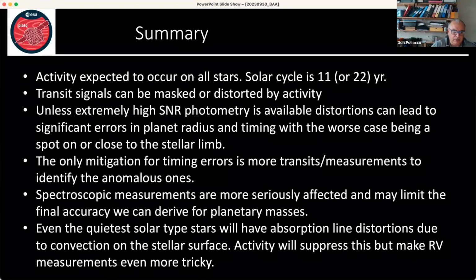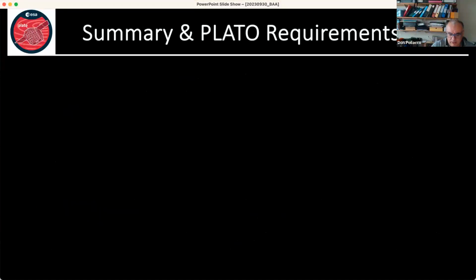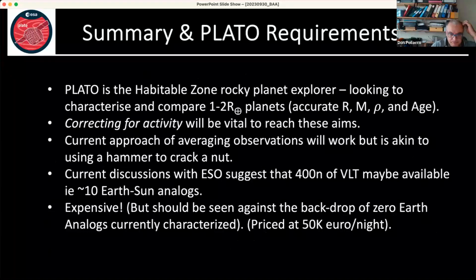I think the real issue with activity is going to be in spectroscopy, and we really do need to model it and have a smart way of doing this work. I don't need to say any of this. That's me.